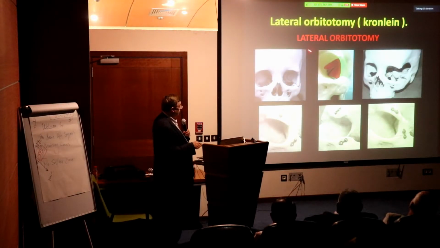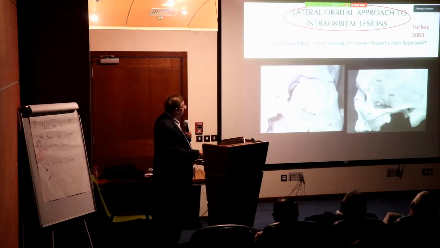Or you can use the lateral orbitotomy, the lateral wall of the orbit. This is the left orbit. You can remove the lateral wall like this. You cut here at the frontozygomatic suture, remove this bone, and you'll gain more access. And then you can fix it with these small pieces. Lateral orbitotomy from Turkey.